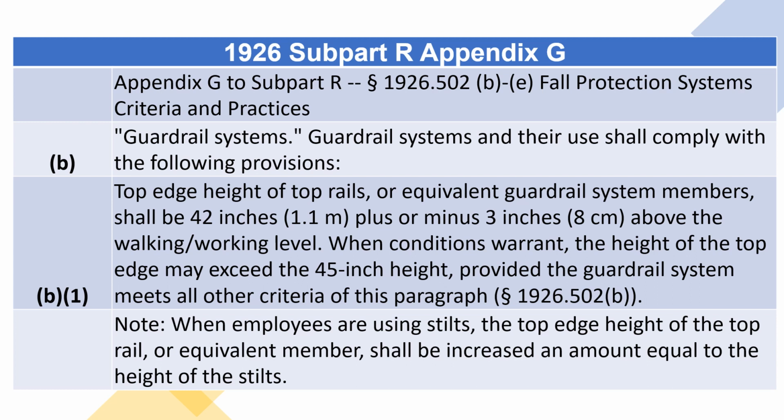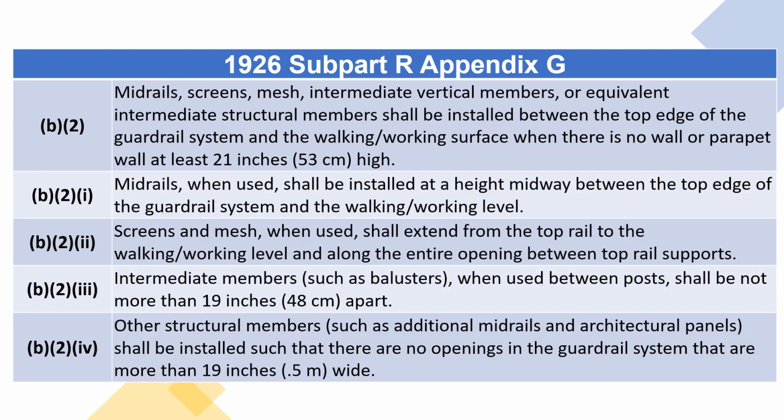Note: when employees are using stilts, the top edge height of the top rail, or equivalent member, shall be increased in an amount equal to the height of the stilts. (b)(2) Midrails, screens, mesh, intermediate vertical members, or equivalent intermediate structural members shall be installed between the top edge of the guardrail system and the walking/working surface when there is no wall or parapet wall at least 21 inches (53 centimeters) high.